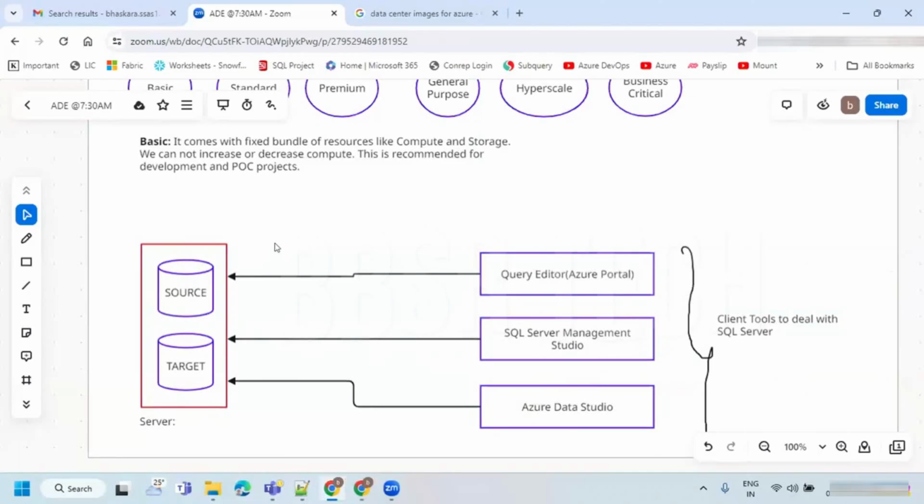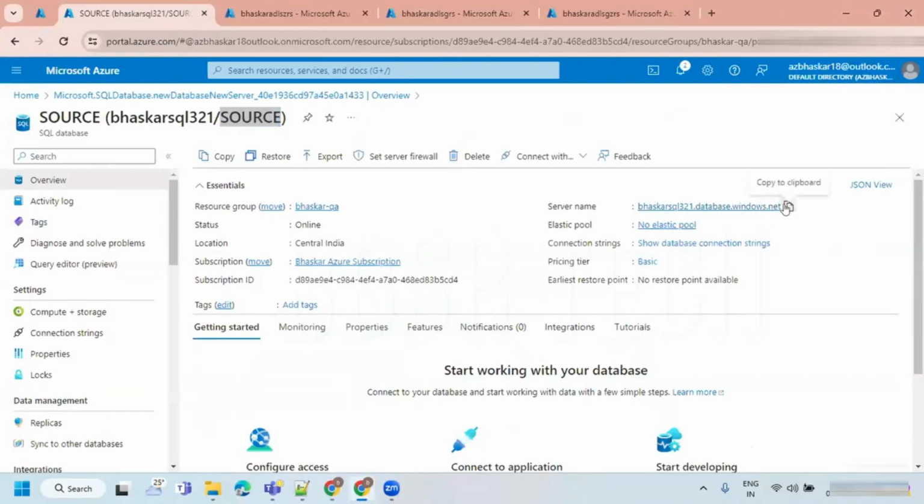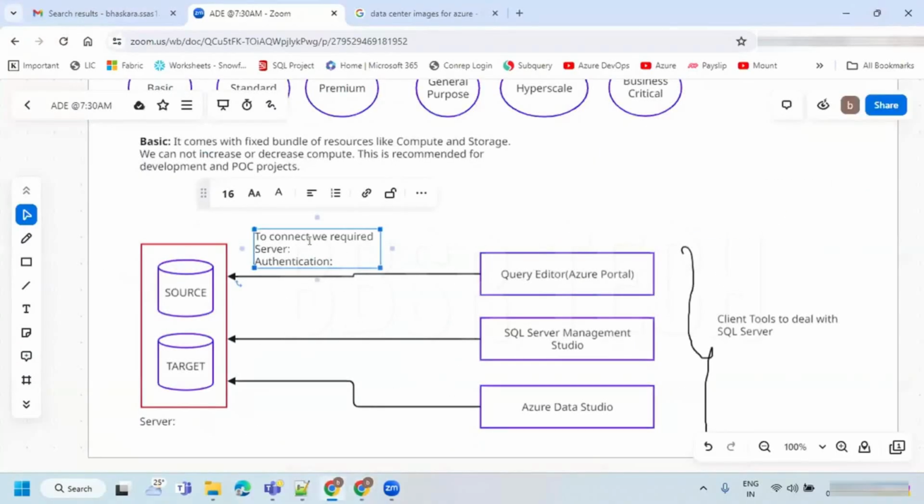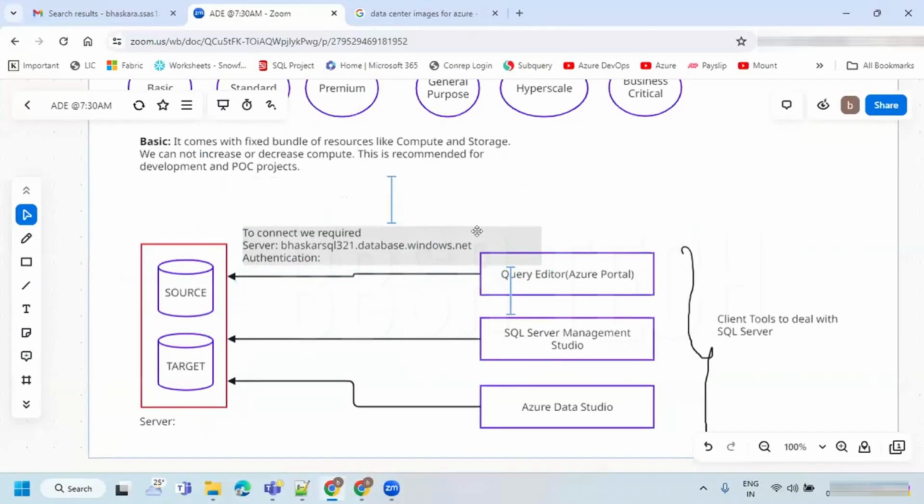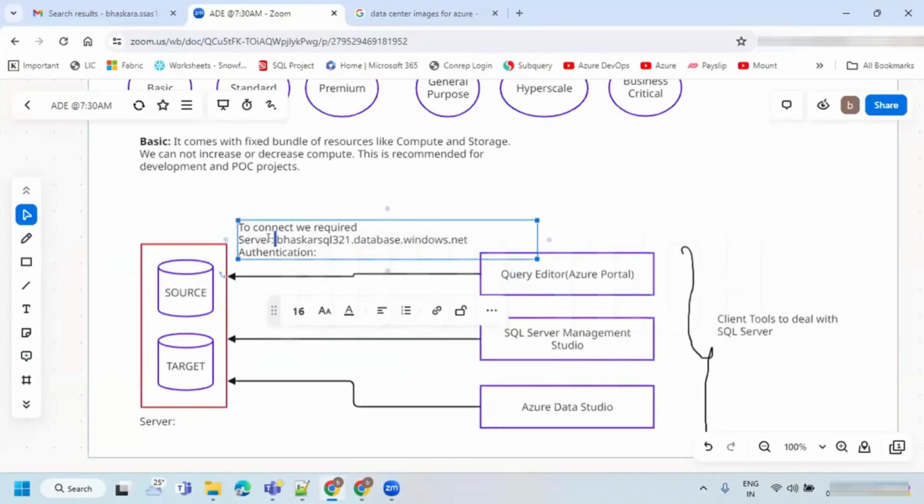In order to connect, what we require is the server. What is the name of the server? And then authentication. If you want to connect, definitely we require the server name. In this particular case, you can take this as the name of the server. I'm just pasting it here. This is the name of the server.